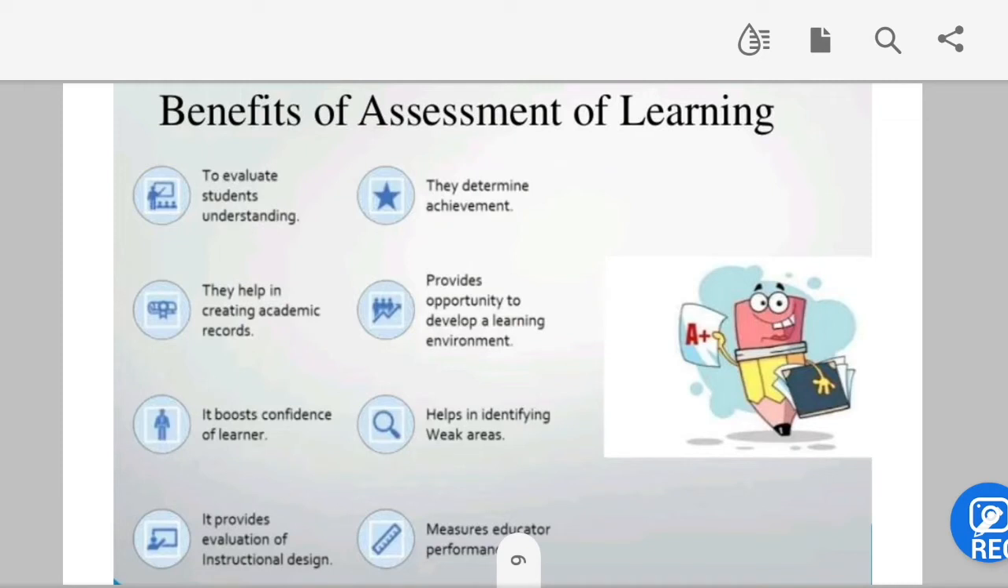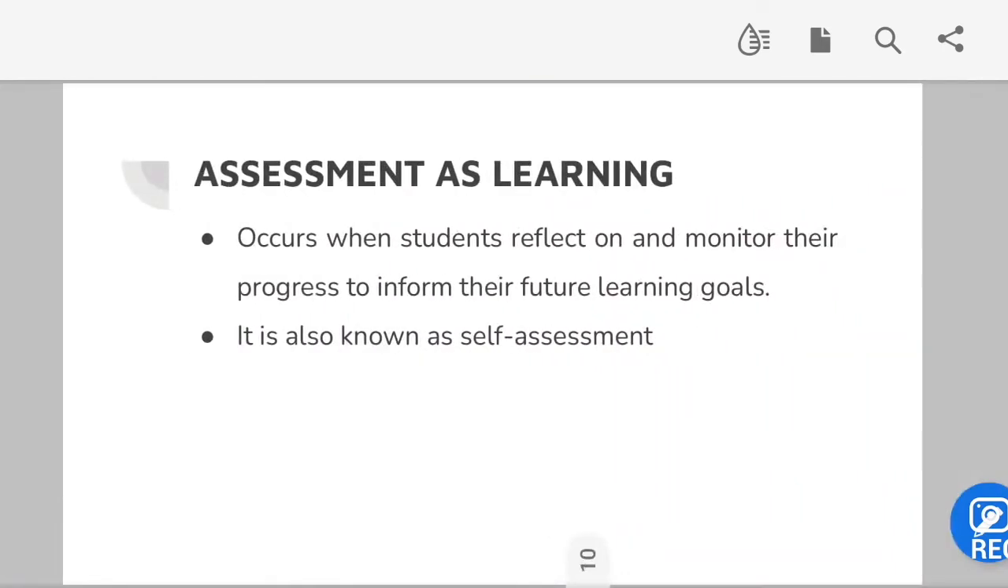So conducting this kind of summative assessment is very important for their future learning. Next we'll move on to assessment as learning. Assessment as learning is nothing but self assessment. It is our own responsibility for learning. Fix a goal to reach the next level.